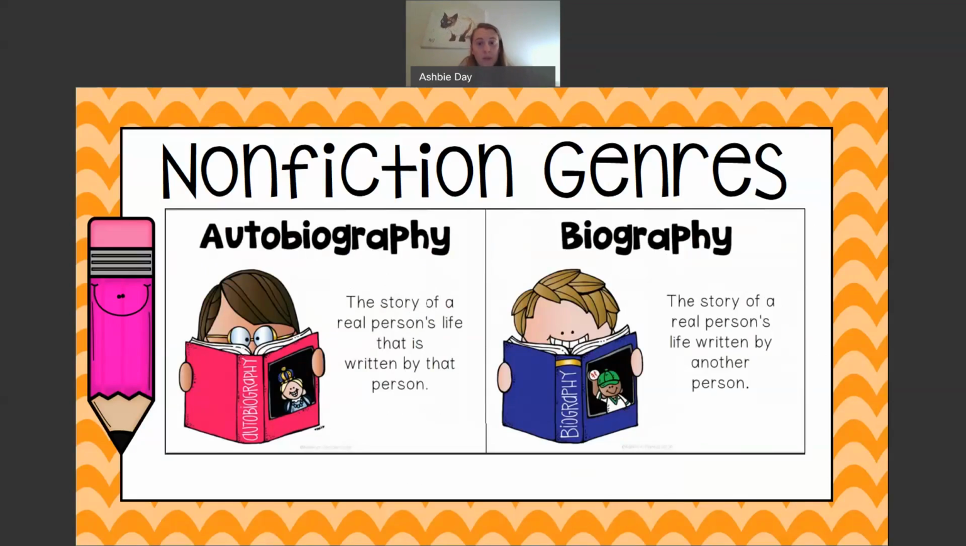So, for example, if I wrote a story, a piece of text about the life of Miss Patterson, that would be a biography because I am writing it about her. Now, if she were writing a story or text about herself, it would be an autobiography because Miss Patterson is writing it about Miss Patterson. She's not writing it about someone else. She's writing it about herself.